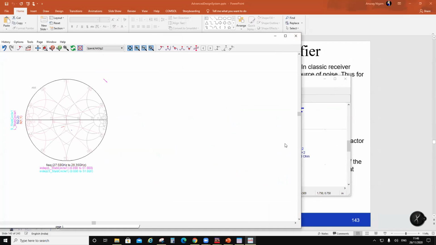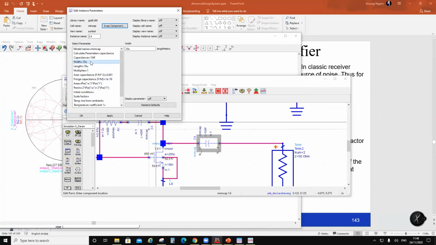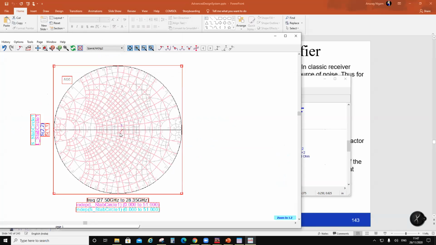What? Oh, I had to increase this. I went the other way. I'm really sorry. It should be around 18. Lower capacity, higher capacitance will move less in cities. Yeah, so we are matched over here.